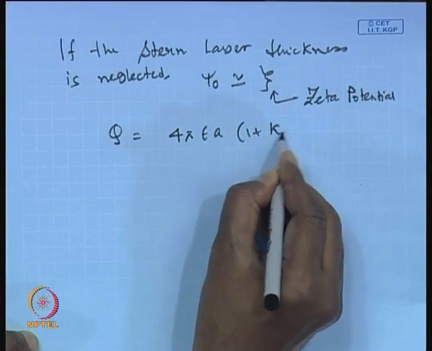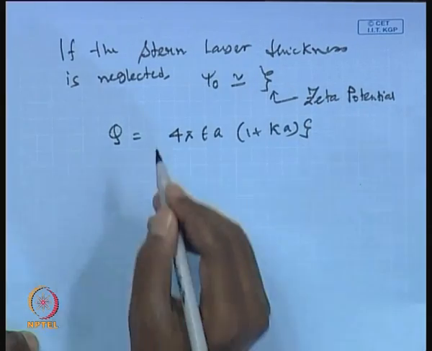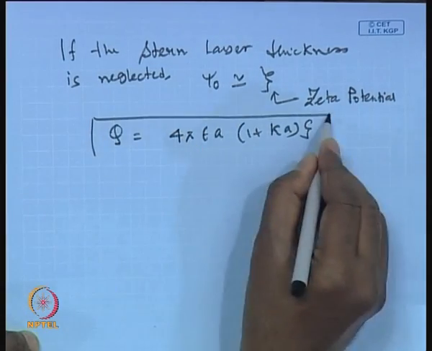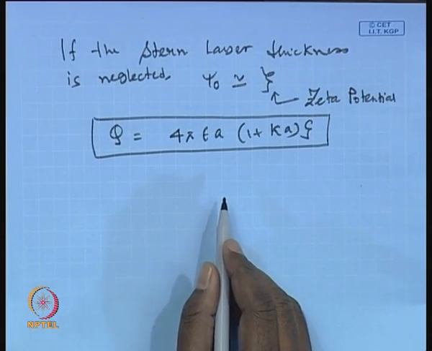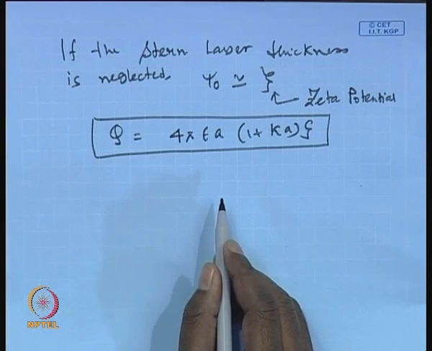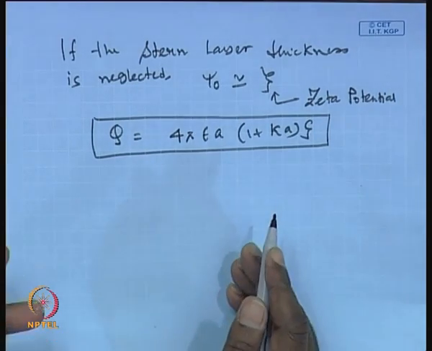(1 plus kappa A), and psi naught will be replaced by the zeta potential if we neglect the thickness of the Stern layer, or the potential drop across the Stern layer is neglected, or in fact it will be extremely small.